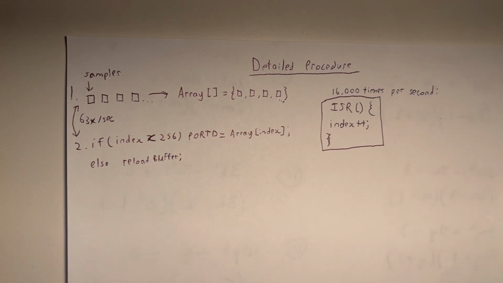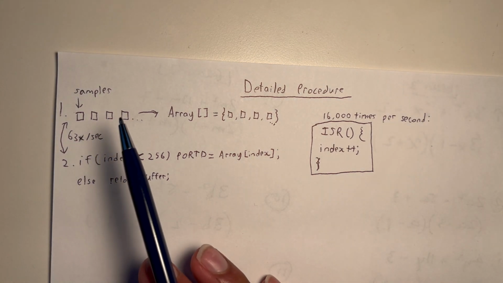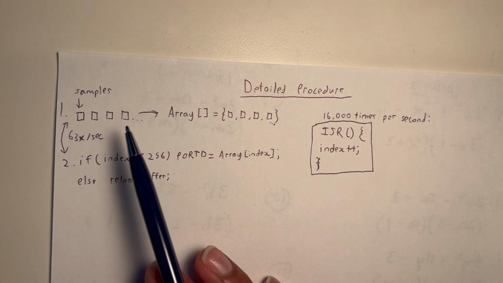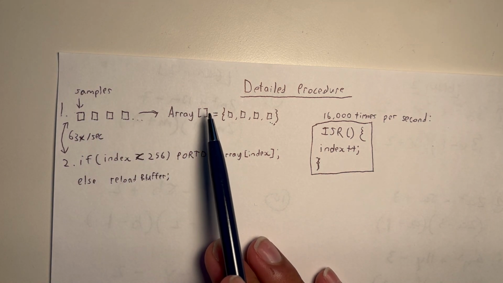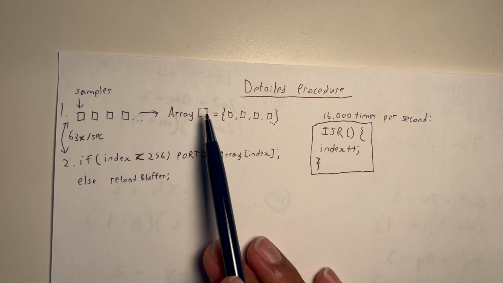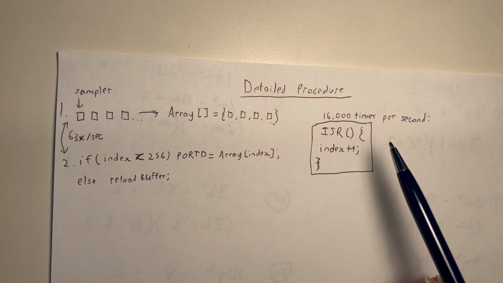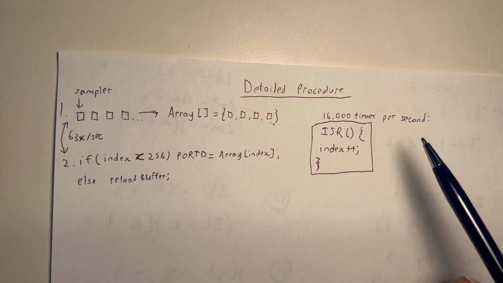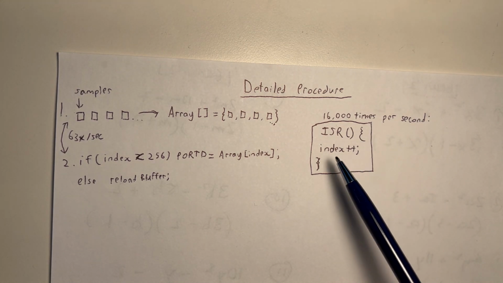So the specific way that the ATmega 328P plays the audio is as follows. First, the first 256 bytes of the audio file are loaded from the SD card into a 256-byte array. This array functions as a buffer. At the same time, a timer interrupt with a frequency of 16 kilohertz, which is the sample rate, is set up. This interrupt service routine simply increments an index.